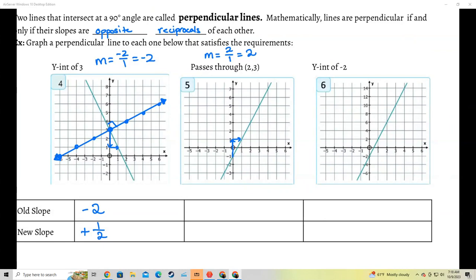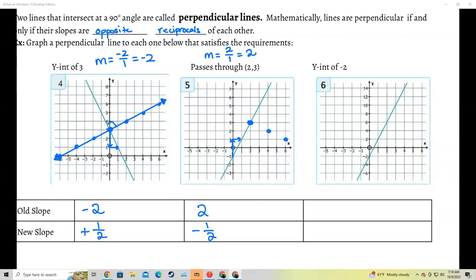This time, if I want to flip the positive 2, I'm going to change this. It was positive, now it's negative. It was 2, well, you can't flip 2, so that's going to be 2 over 1. I'm going to flip it to 1 over 2. And I want it to pass through the point 2, 3. Here's 2, 3. I want my perpendicular line to pass through this point. So this is going to go down 1, right 2, put a dot, down 1, right 2, put a dot.